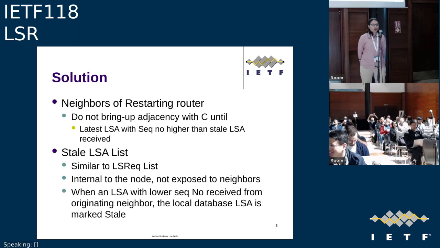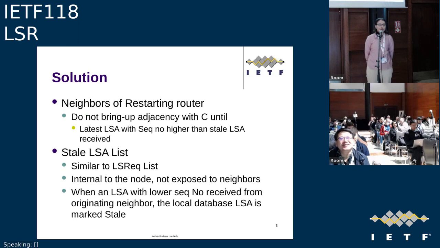So the solution is, we're trying to come up with a solution where we don't really need protocol extensions. So the solution is to not bring up adjacency with C until the latest LSA from C has been received and has been updated on B and E, which are adjacent to C.